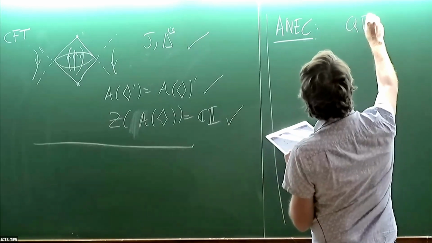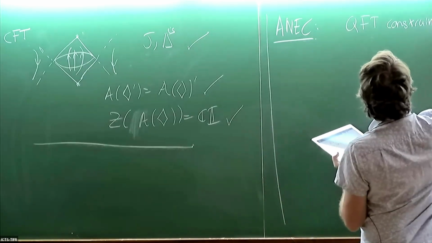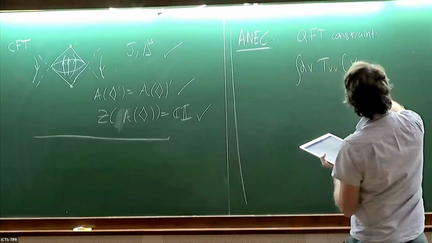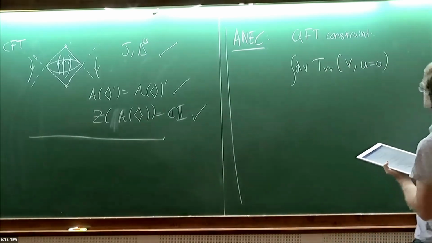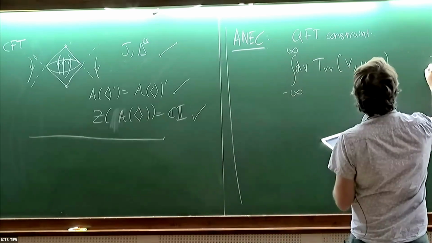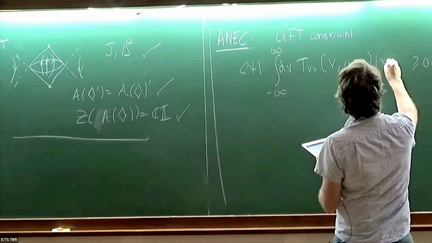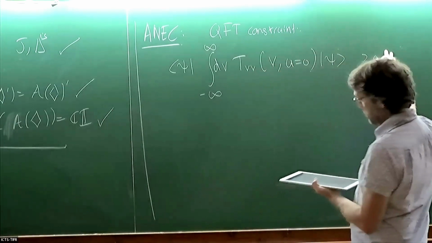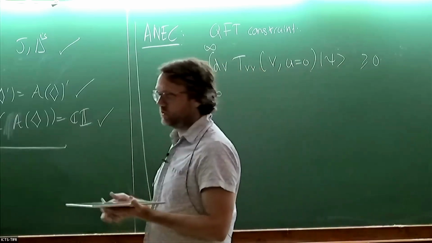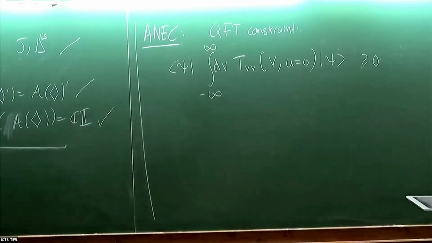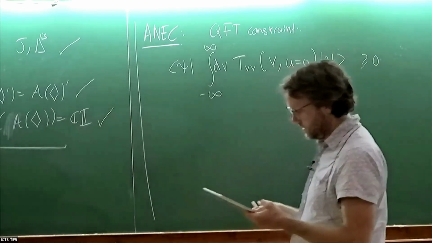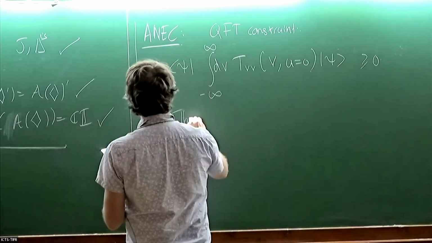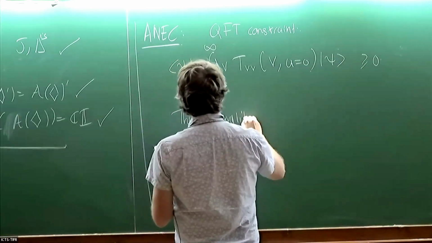It's a quantum field theory constraint that says that the integral dv T_vv, where I can use my uv coordinates still since we're in Minkowski space, along the v direction at u equals 0, from minus infinity to infinity, should be a positive operator, which means if I sandwich it between two states in the Hilbert space, I'll get a positive number. This is a constraint we believe is true. In particular, it's an important constraint when you think about taking matter and coupling it to gravity, because if you have matter that violates the ANEC, you can violate causality in certain settings. So it's an important constraint if you want to couple the theory to gravity. And so I claim this inequality comes directly from modular theory.